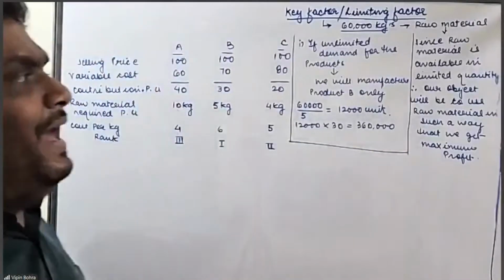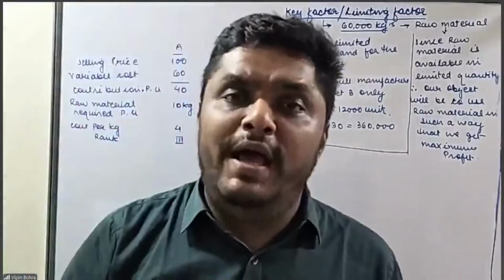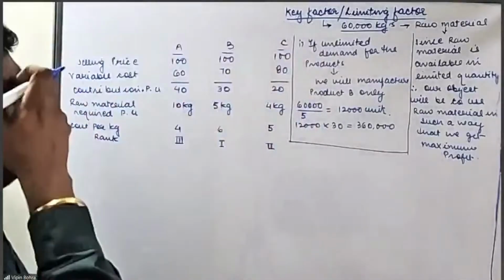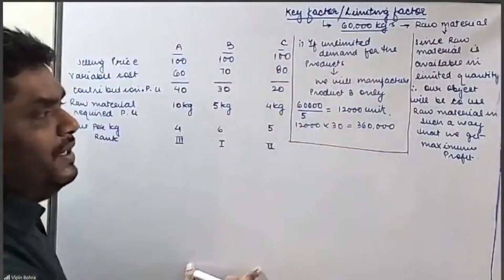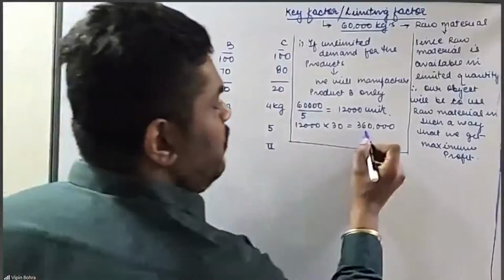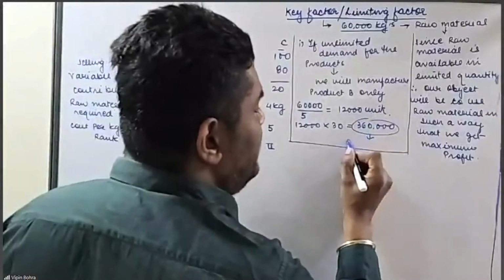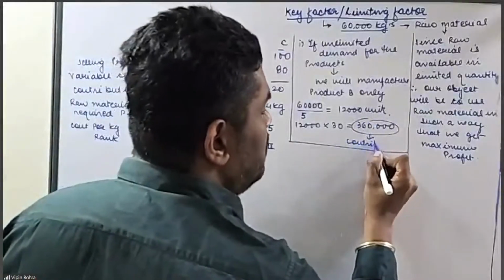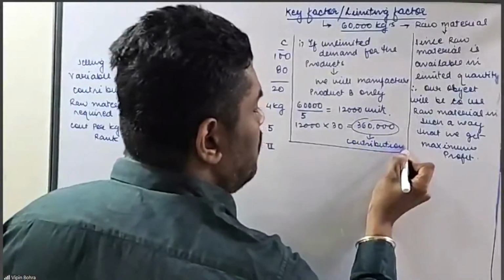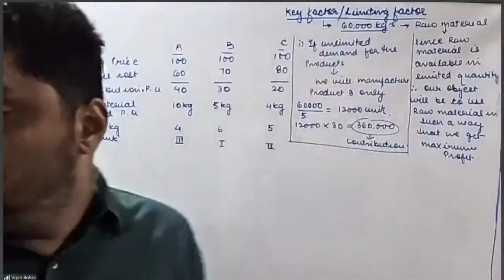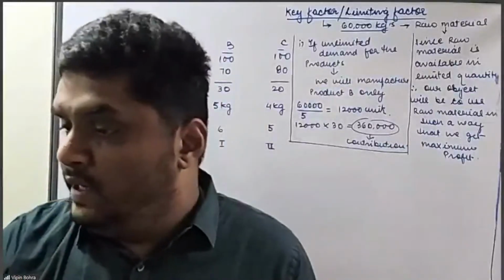So if there is unlimited demand for all the products, then we will manufacture product B only, and 12,000 units we will be manufacturing, and my contribution will be how much? 3,60,000. Very good, everyone.